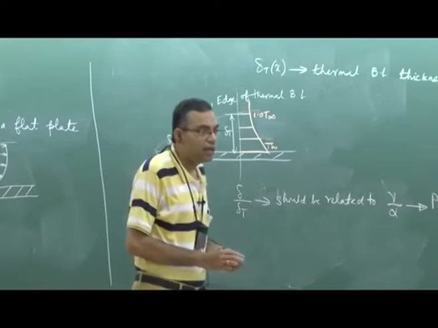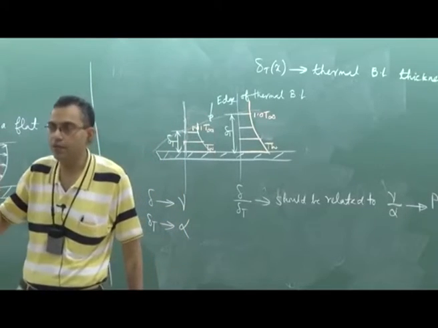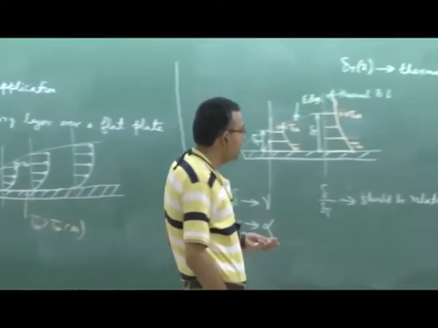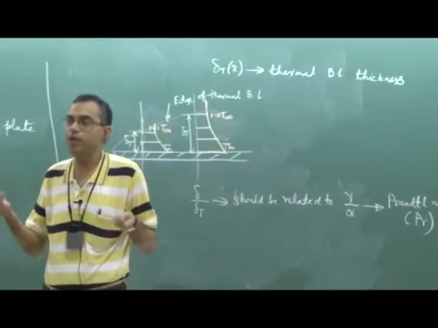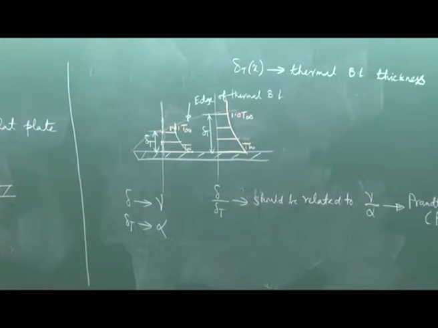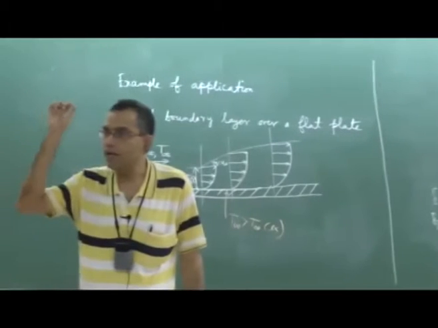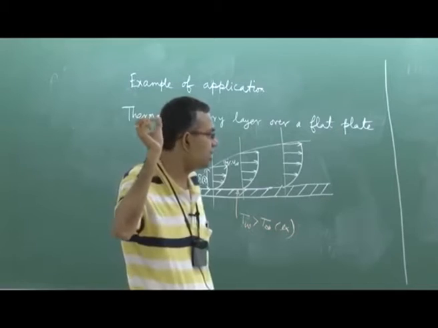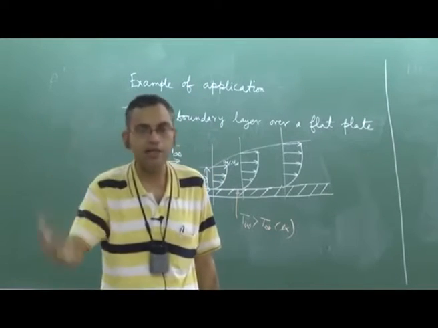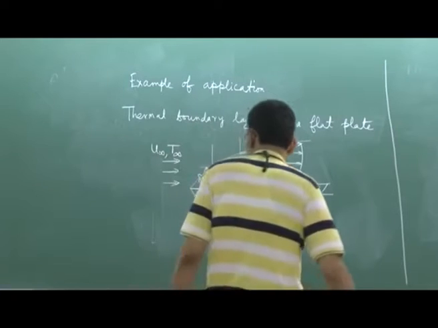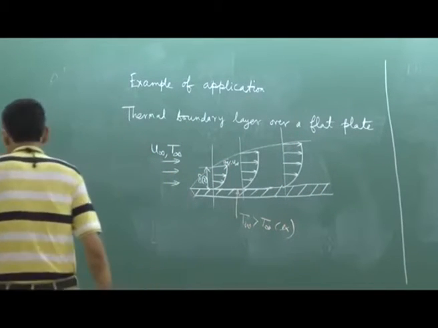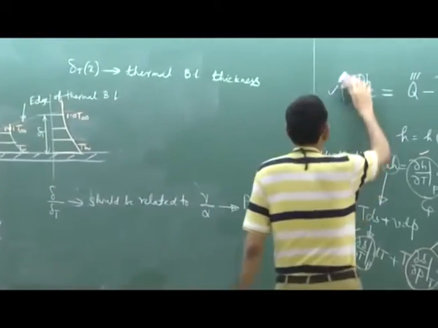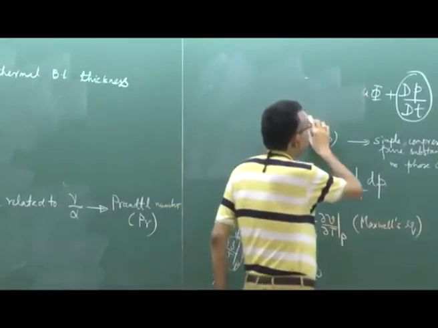So, clearly depending on different values of Prandtl number, it is possible that delta T may be greater than delta, delta T may be equal to delta, or delta T may be less than delta. For Prandtl number equal to 1, delta T and delta are identical. For Prandtl number less than 1, delta is less than delta T, and for Prandtl number greater than 1, delta is greater than delta T. So, with this little bit of qualitative understanding, we will now derive the thermal boundary layer equations.